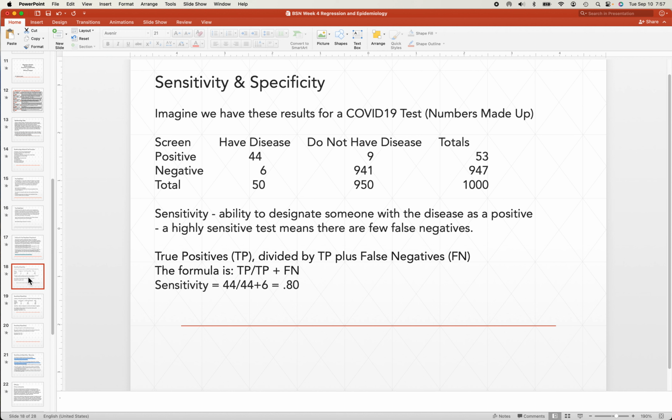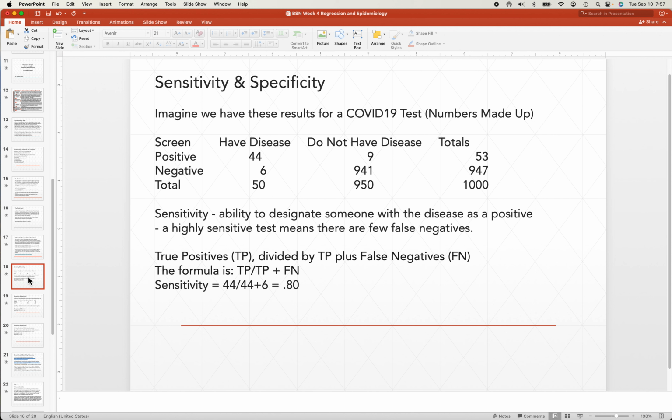Sensitivity and specificity are interesting to study. This has to do with when we're doing screenings for different types of illnesses, and we determine who has a disease, who does not have the disease, who screened positive, who did not screen positive, and we can come up with a simple formula to determine the specificity and sensitivity of a given test. So I made up some numbers.